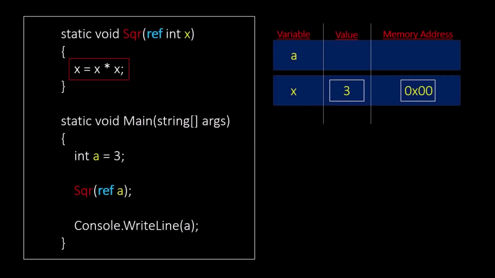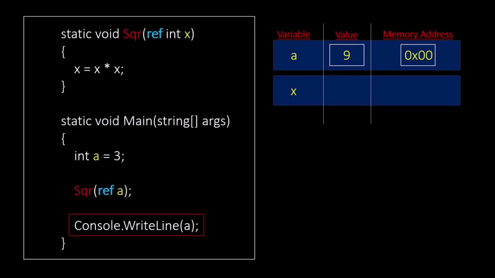Now inside sqr, we run the statement x equal x multiply x. That's 3 times 3, which equals 9. So the value at memory address 0x00 changes from 3 to 9. And here's the key point: because a and x are pointing to the same memory location, the value of a also changes to 9 automatically.